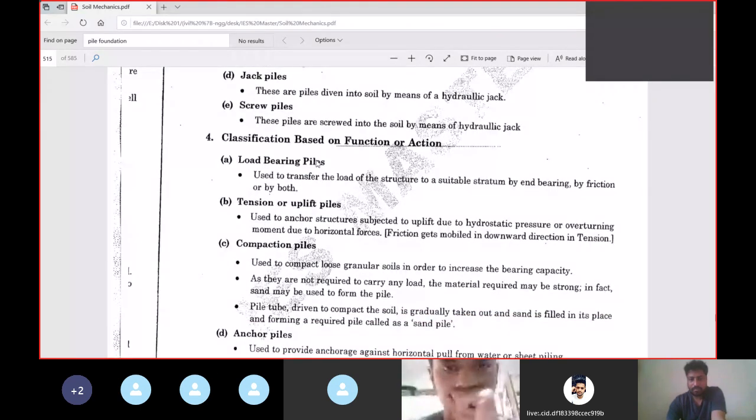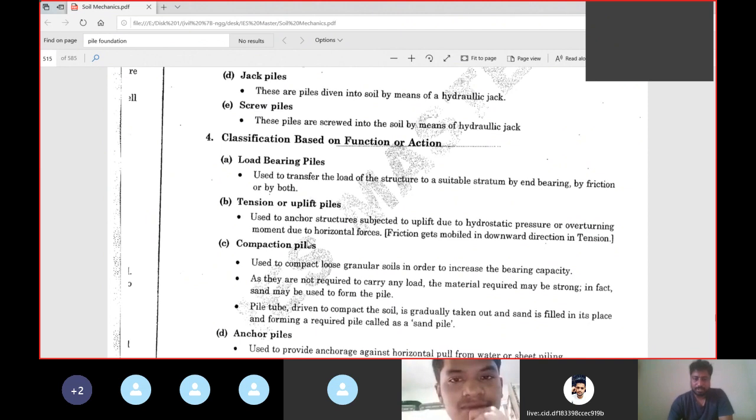So when I'm saying load bearing piles, it means they are used to transfer the load of the structure to a suitable stratum by end bearing, by friction or by both, right? So load bearing piles will be used for transferring load through skin friction, through end bearing, or by a combination of skin friction and end bearing.